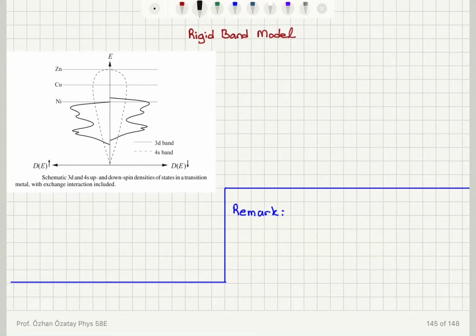Now we'll talk about a model that becomes useful to predict the magnetic moments of alloys of first row transition metals. It's the so-called rigid band model, and it's based on the idea that the structures of 4s and 3d bands do not change significantly across the first transition series. So when we look at the differences in the electronic structures, it's mainly due to the changes in the Fermi level.